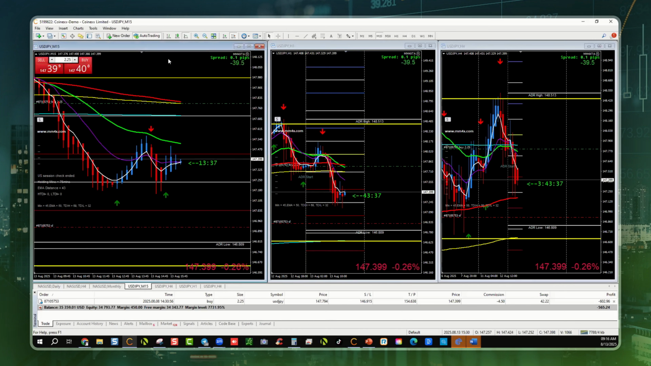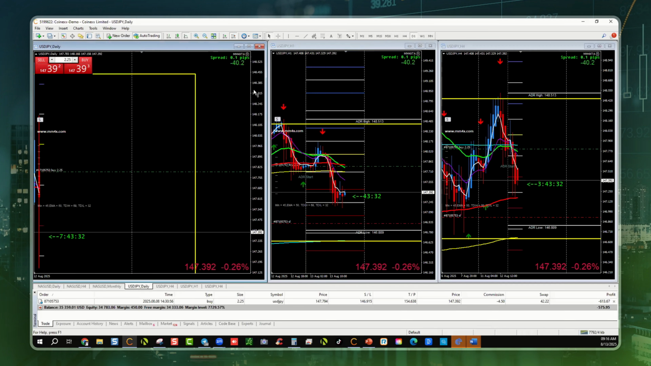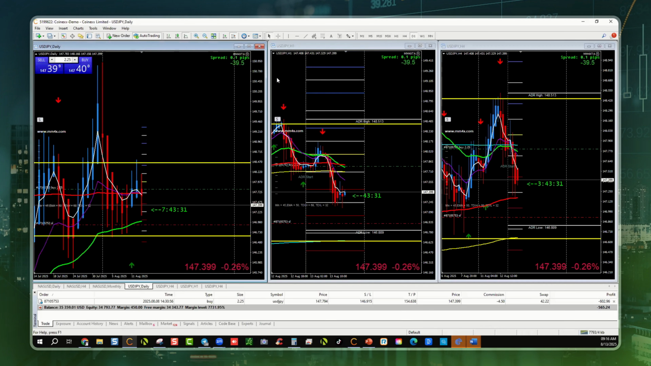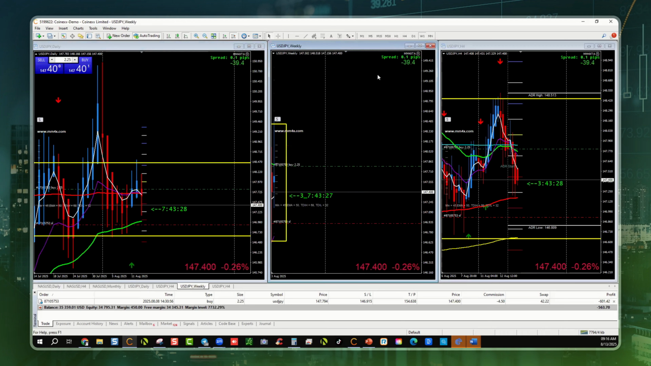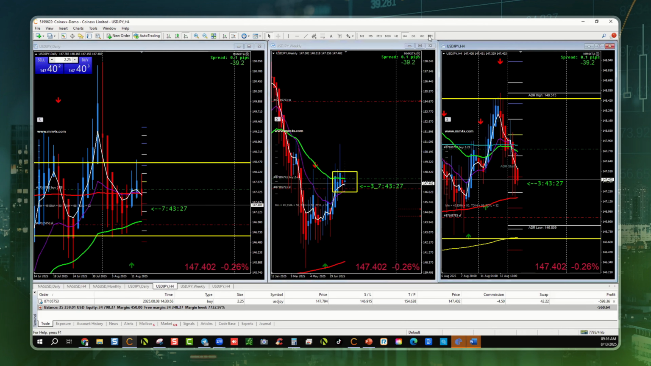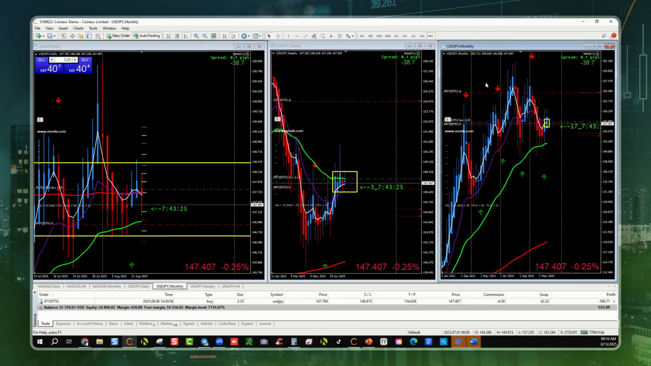What I'm going to do is go to the higher time frames, which will be the daily, the weekly, and the monthly. The higher up you go, you get a real bird's eye view of what's really going on in the market.